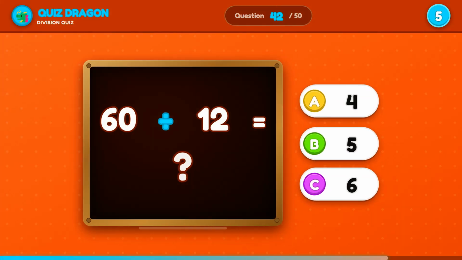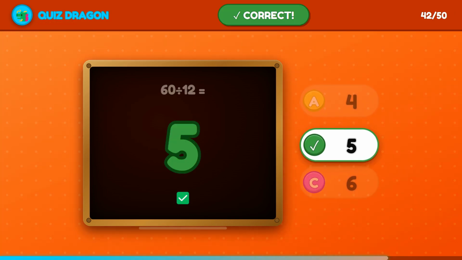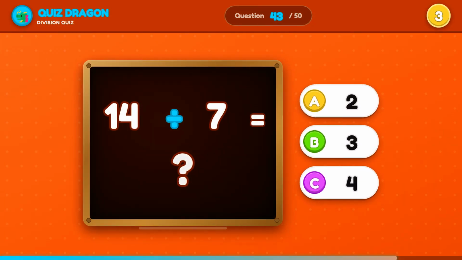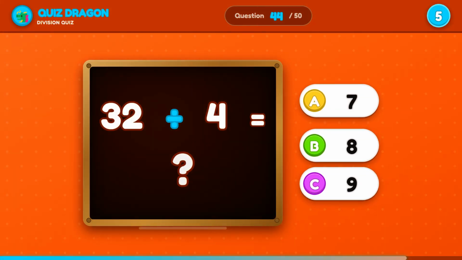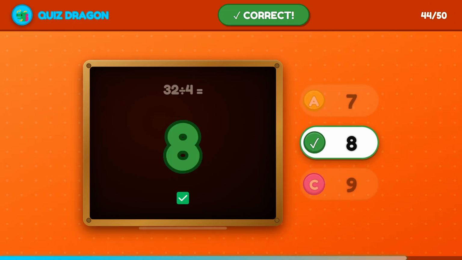Question 42. What is 60 divided by 12? The correct answer is B, 5. Question 43. What is 14 divided by 7? The correct answer is A, 2. Question 44. What is 32 divided by 4? The correct answer is B, 8.